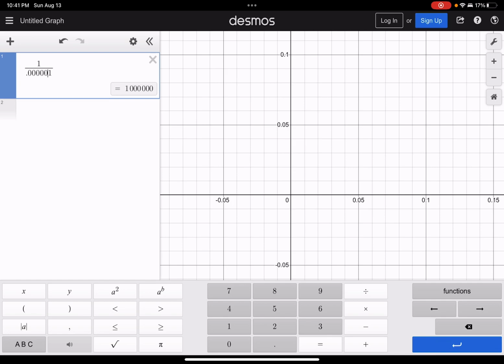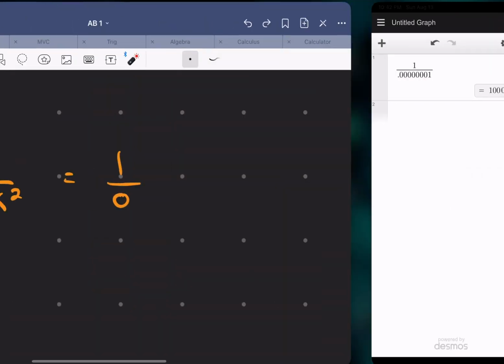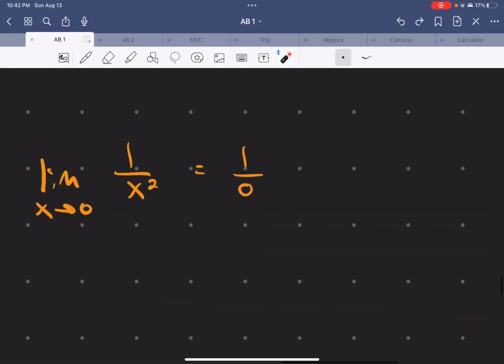So the more zeros I add in the denominator, the closer that denominator gets to 0, the whole value of that fraction blows up to infinity. So we would say that this limit is equal to infinity. And actually, I just misspoke.